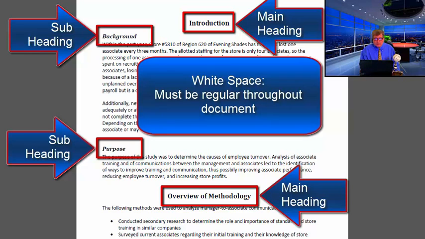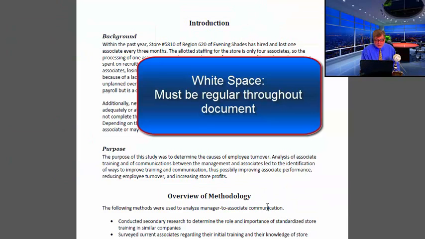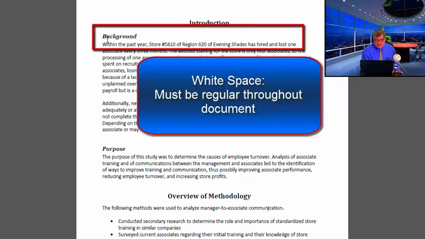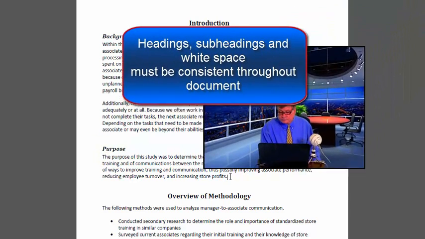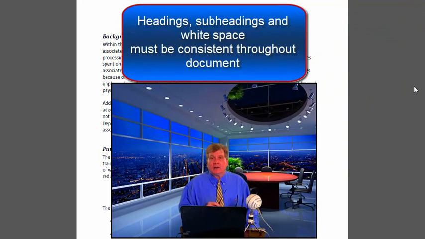The white space used to separate subject headings, subheadings, and body copy must be regular throughout the copy. If here I have background as a subheading, and I've got a space and a half afterwards, then I must have purpose here, which would be the same font size and font as background. I must have a line and a half afterwards. That's just something to keep in mind when it comes to organizing the body of your paper, that it must be consistent. Consistent use of headings, consistent use of subheadings, and consistent use of white space.